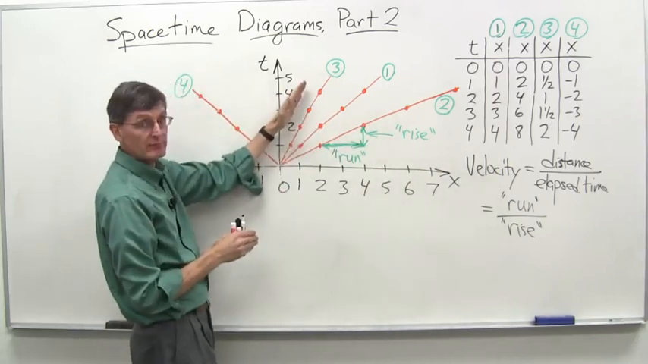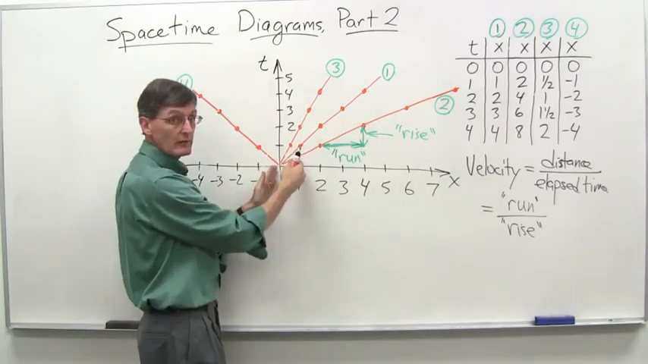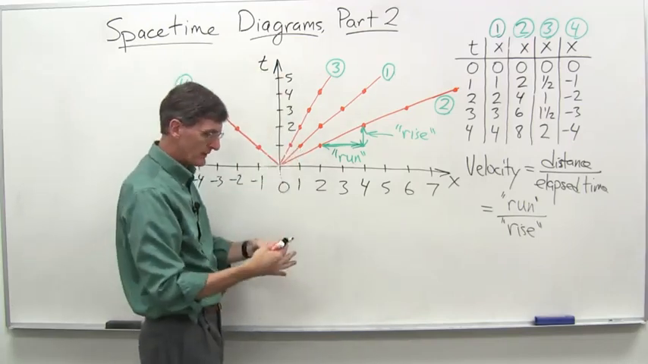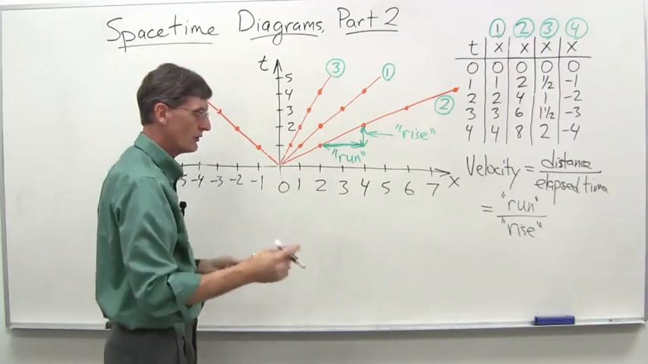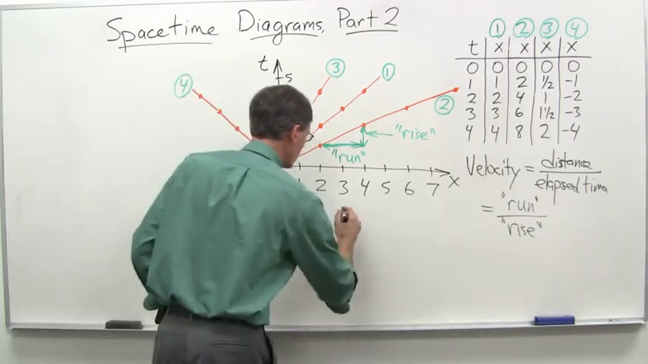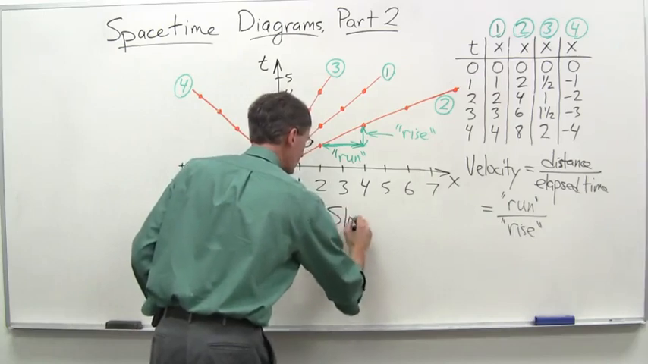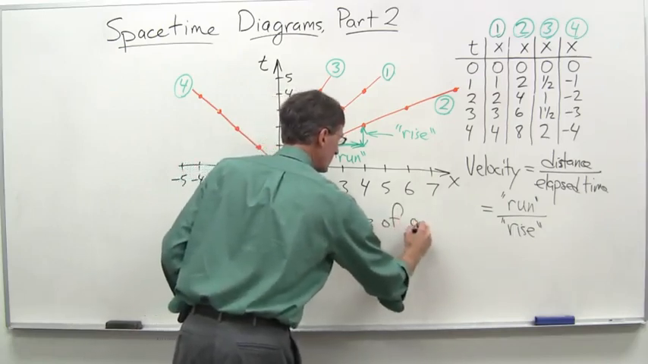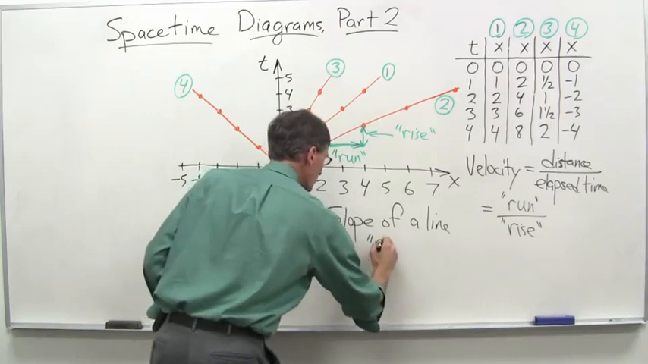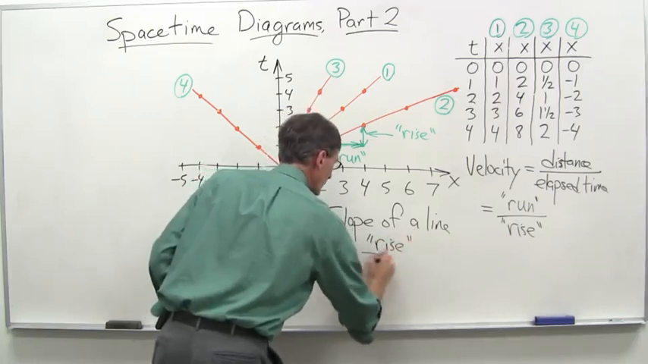Whereas if you have a steep slope, you're covering a short amount of ground in a longer period of time, so the velocity is less. And just to remind you, the official definition, or say the first definition of slope you probably learn, is that the slope of a line equals rise over run.